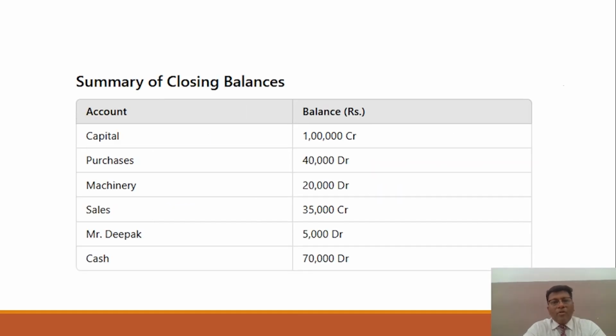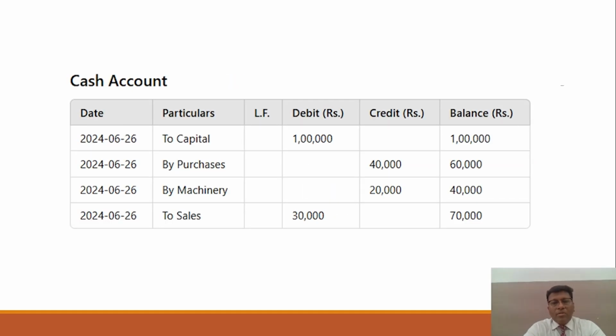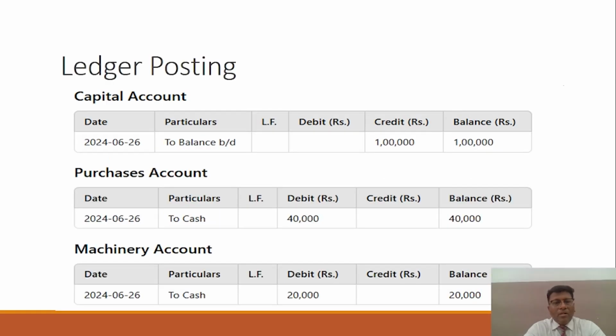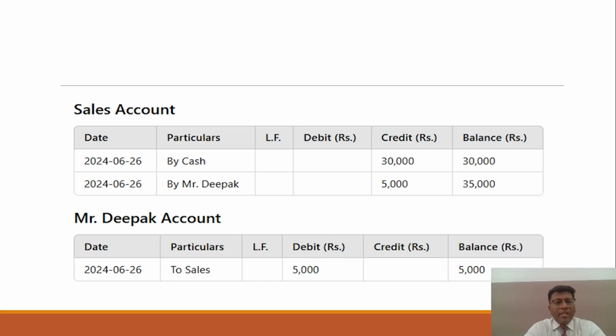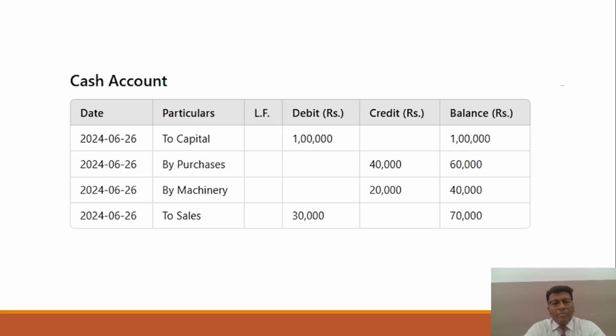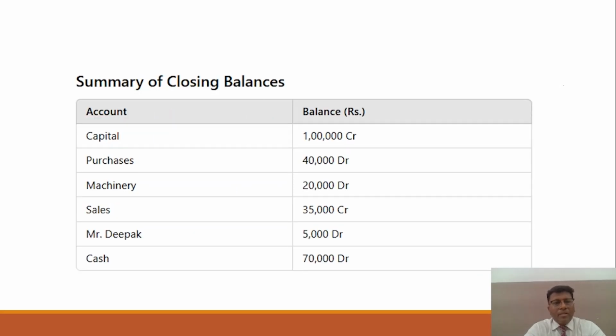And this is the summary of the closing balances already, because we have taken the summary, right? These accounts were considered, for example: capital account, purchase account, machinery account, sales, and Deepak. Capital, purchase, machinery, sales, and Deepak, right? So these are the particular balances, the summary of the closing balances. Capital rupees 1 lakh credit; purchase debit, machinery debit, sales credit, Mr. Deepak debit, and cash debit, right?